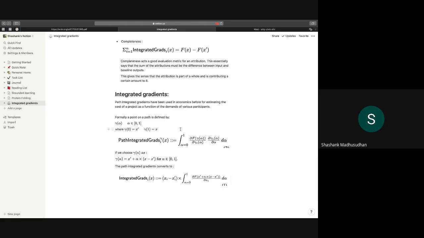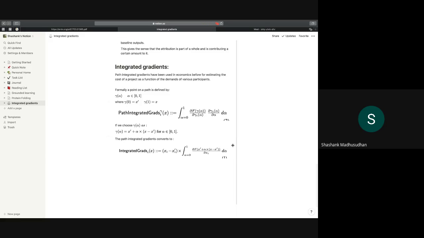What integrated gradients does is it takes inspiration from economics. There they measure the cost of a project as a function of the demands of various participants. So they use a path integrated gradient there. If you have an n-dimensional input characterized by gamma of alpha, gamma of zero is the baseline and gamma of one is the actual input. So you can have a variety of inputs varying from gamma of zero to gamma of one. In this paper, they take a straight line path from the baseline to the input, and they integrate it.